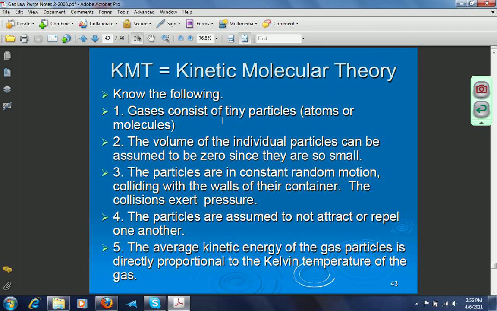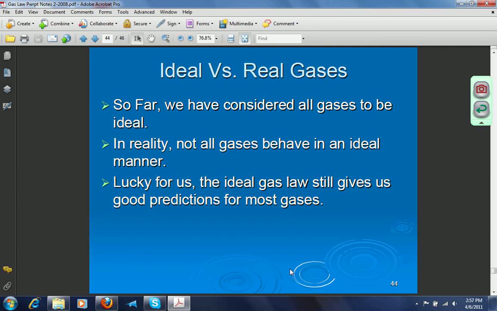Moving on to KMT, kinetic molecular theory. So make sure you know the following. Number 1, gases consist of tiny particles, which are atoms or molecules. Number 2, the volume of the individual particles can be assumed to be 0 since they are so small. Number 3, the particles are in constant random motion, colliding with the walls of their container. The collisions exert pressure. Number 4, the particles are assumed to not attract or repel one another. And number 5, the average kinetic energy of the gas particles is directly proportional to the Kelvin temperature of the gas. So the faster they move, the higher the temperature.